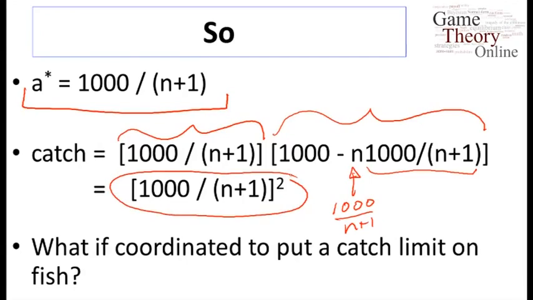Okay, so we have a prediction for what the catch of a fisherman is going to be under the Nash equilibrium. And now what we can do is compare that to what would happen if instead the fishermen got together and coordinated and tried to put a catch limit on fish. So if they tried to optimize jointly instead of separately, what would happen? So let's take a look at that.